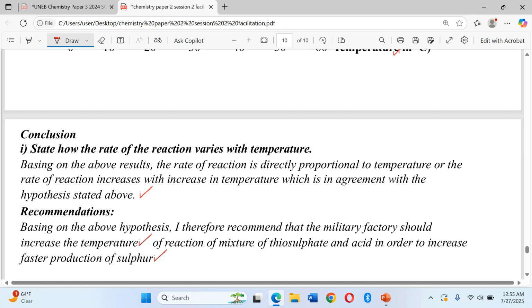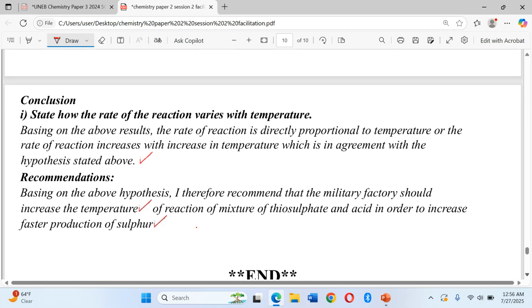Recommendation: basing on the above hypothesis, I therefore recommend that the military factory should increase the temperature of the reaction mixture of thiosulfate and acid in order to increase faster production of sulfur. Whenever we are making conclusions and recommendations, I've seen many learners write too many words, they write a lot, but they forget that in chemistry we are marking key points. What are the key points that you have used?